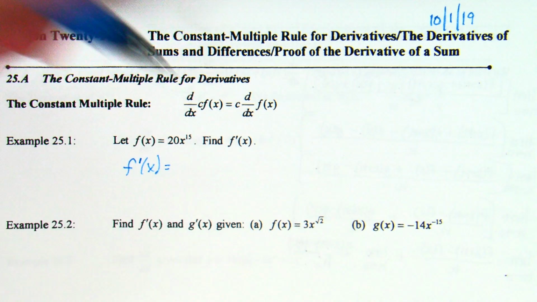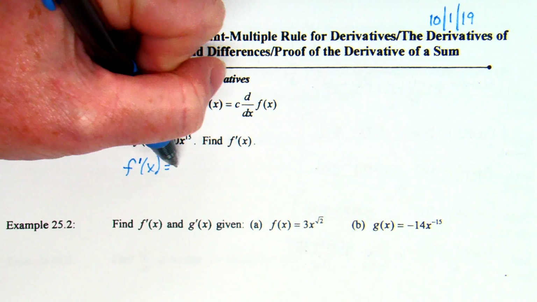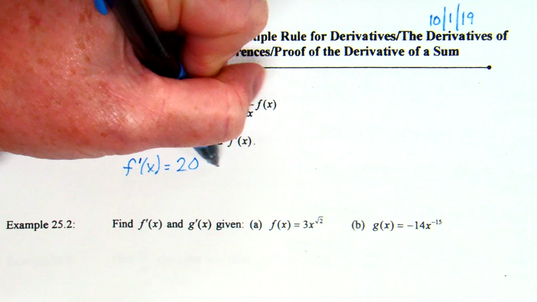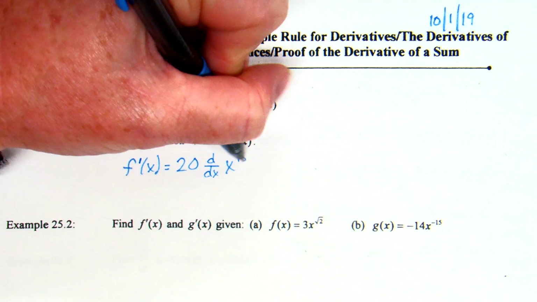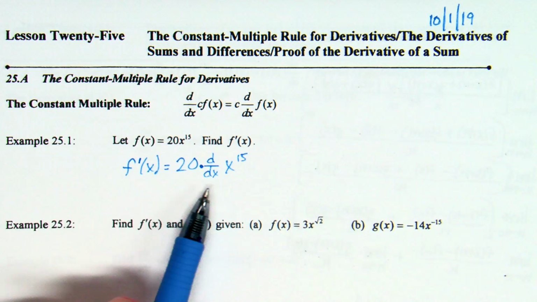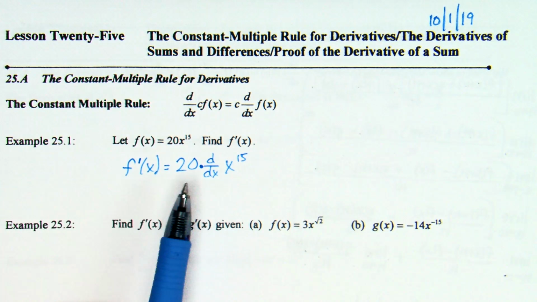Notation-wise, what we're going to do is think of the 20 separately. So it's the 20 here, and then we take the derivative of x to the 15th. Notation-wise, for the moment, d dx means to take the derivative of something with respect to x.